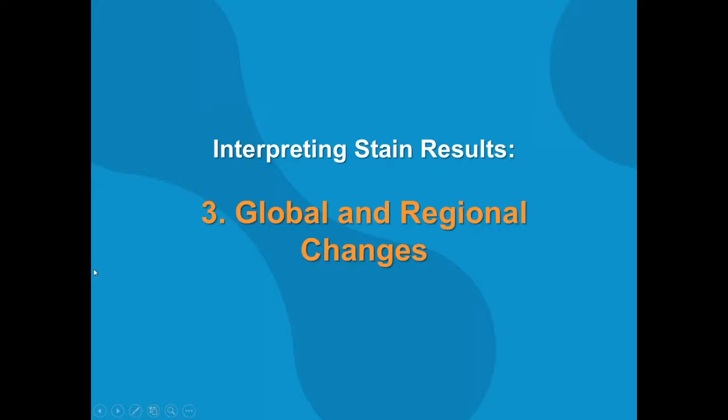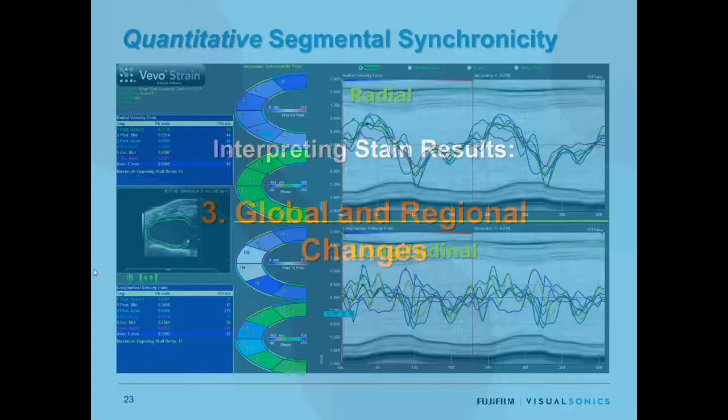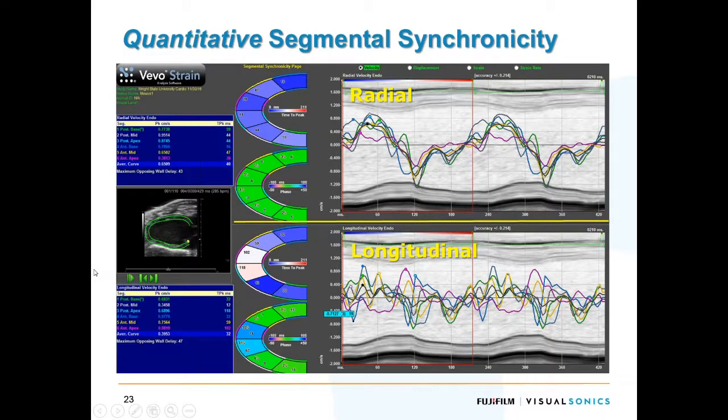Let's get into global and regional changes. There's a second page on the strain software called Quantitative Segmental Synchronicity. What this does is break down the heart into 6 different segments and allows you to look at 4 parameters: velocity and displacement, as well as strain and strain rate. This is a long axis picture, so we get radial velocity on the top and longitudinal velocity on the bottom.